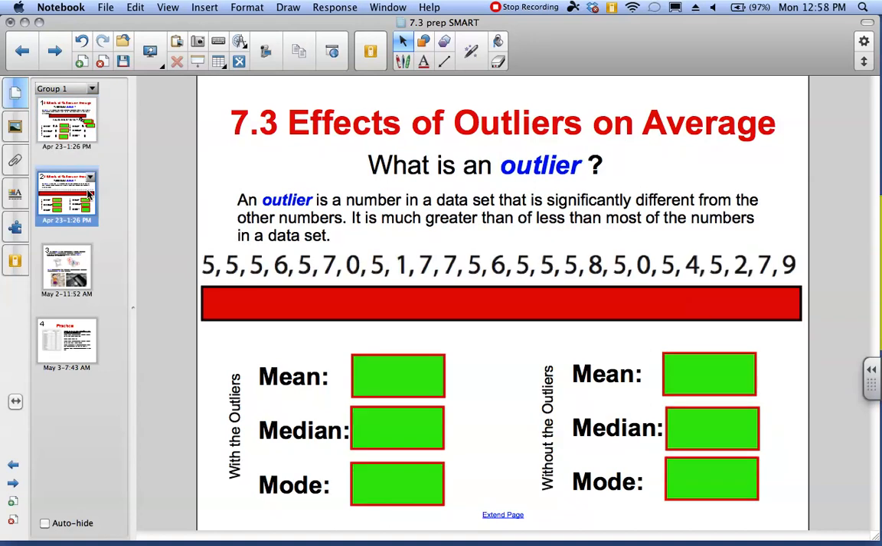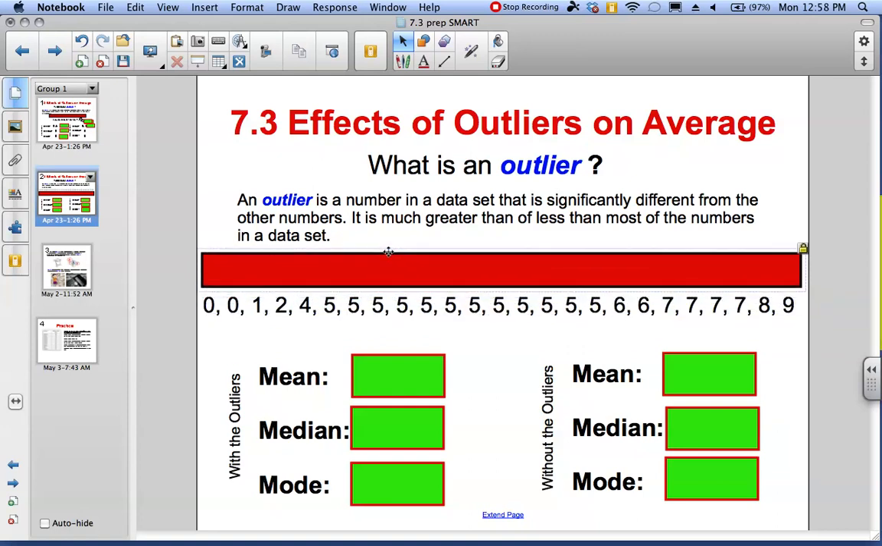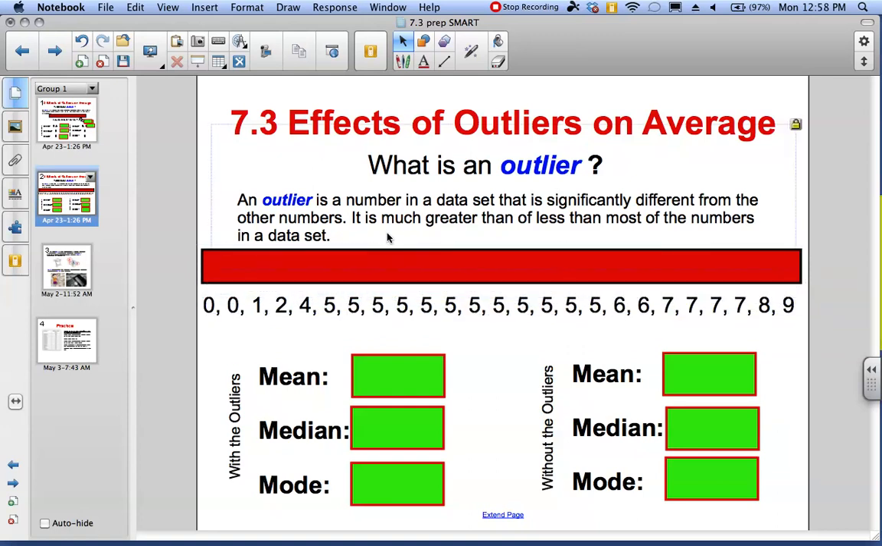We're going to do this again, but we're going to do it with a different data set. This time it's a much bigger data set. This time we're going to deal with 25 numbers. So first things first, as per usual, we're going to put them in order from least to greatest.